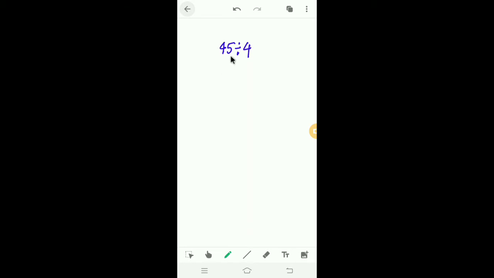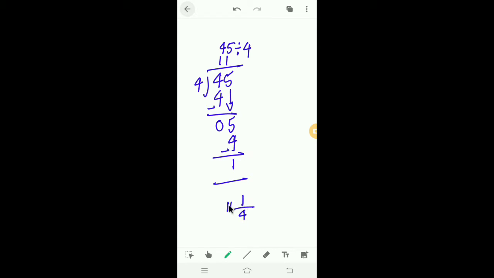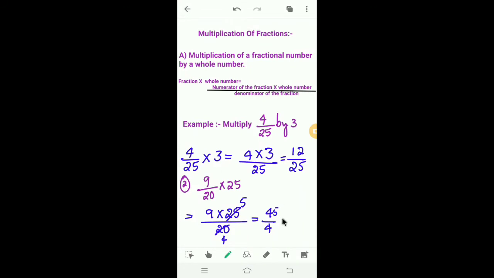If we divide 45 by 4, 4 ones are 4, 4 minus 4 is 0, next we have to take 5 down, 4 ones are 4, 5 minus 4 is 1. So the answer is 11 and 1 by 4. 45 by 4 is equal to 11 and 1 by 4.